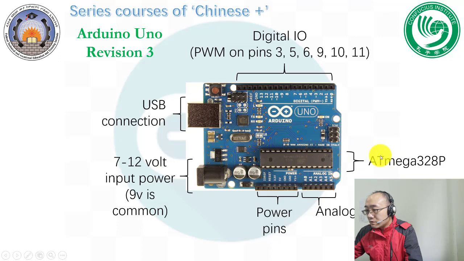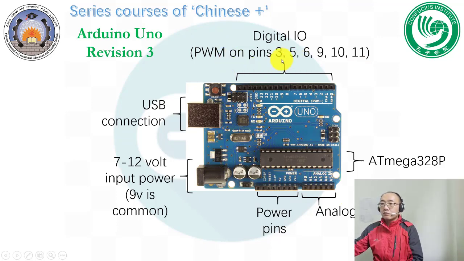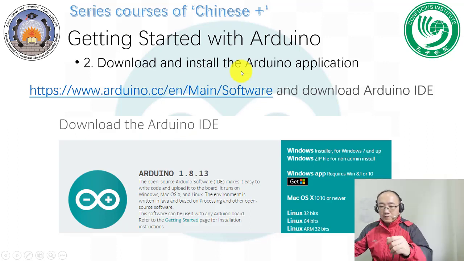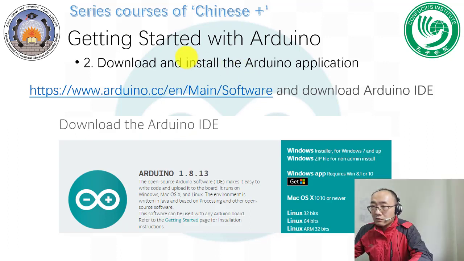The chip CPU is 80 mega, 328p CPU, and there are digital input-output and analog input-output. For digital parts, the pins 3, 5, 6, 9, 10, 11 can be used as PWM output. And first we need to download Arduino software.